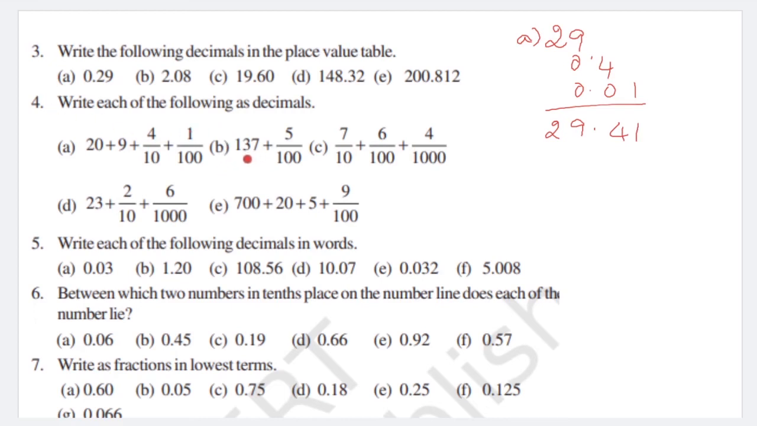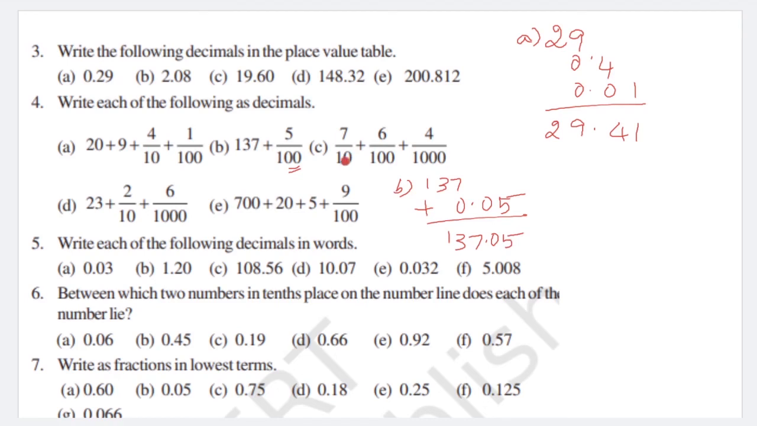Next one, 137 plus 5 by 100. 5 by 100 will be 0.05. See, there are 2 zeros in the denominator. Therefore, after the decimal point, you will need 2 decimal digits. Okay, 2 digits. So the answer will be 137.05.